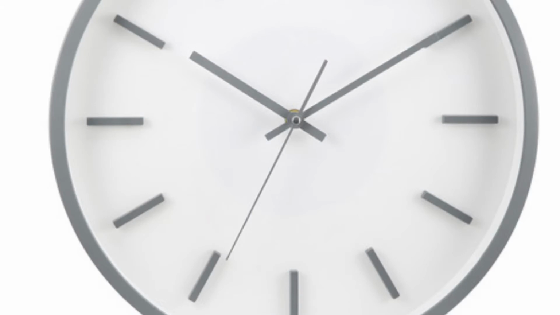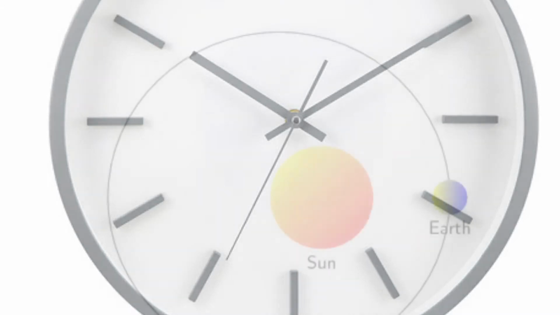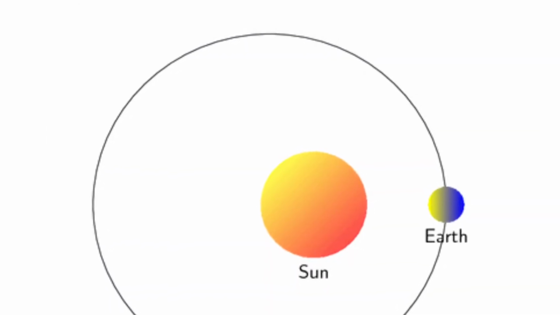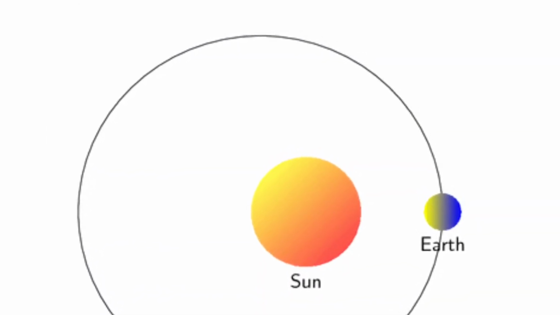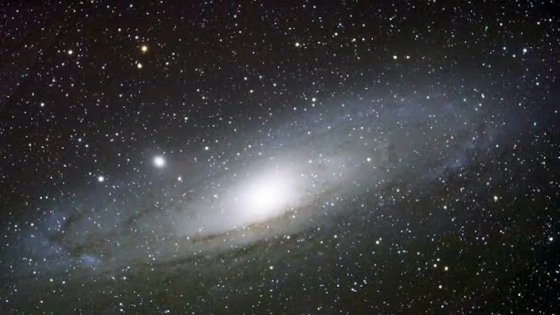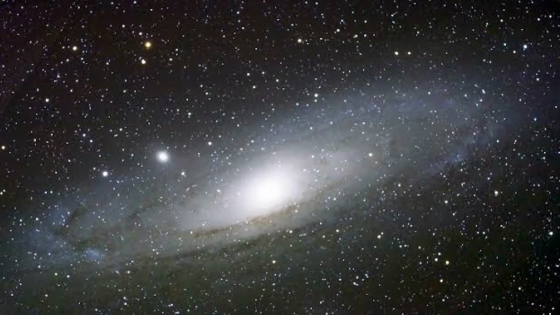What is time? A clock is something that ticks, but what is the tick and how do we measure it? The Earth goes round the Sun once a year. That's a clock.